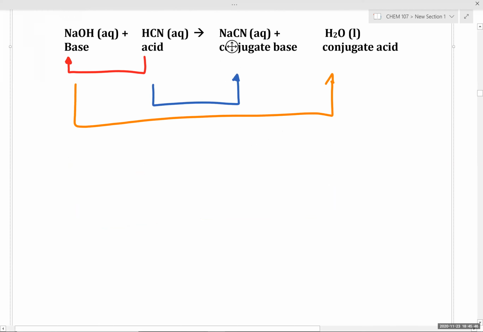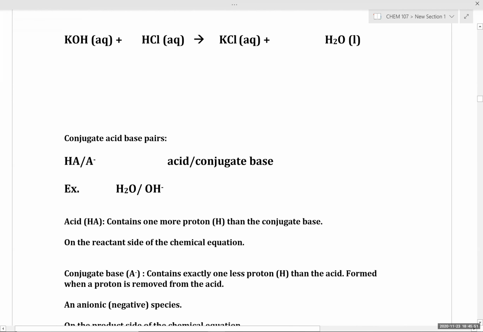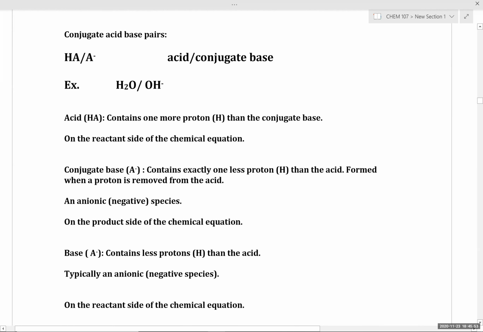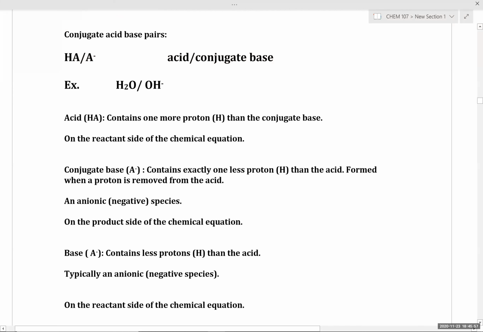Perfect. So now, let's talk a little bit about conjugate acid-base pairs. They're commonly written as HA/A-, where you have the acid followed by a slash and then the conjugate base. So for example, H2O/OH-.